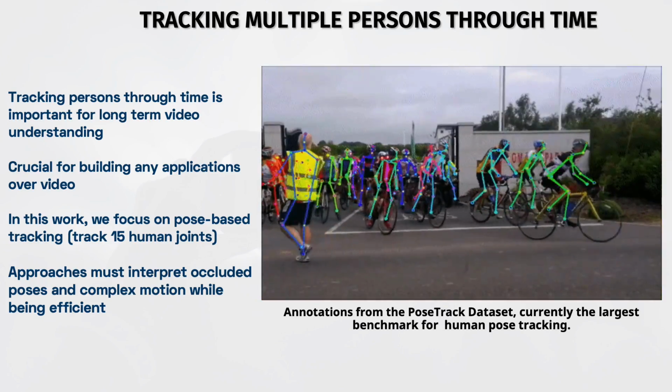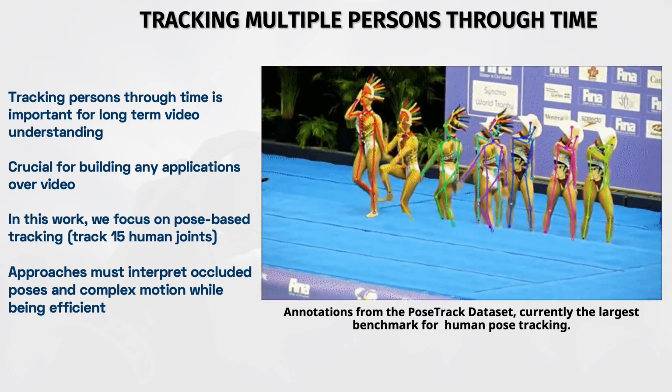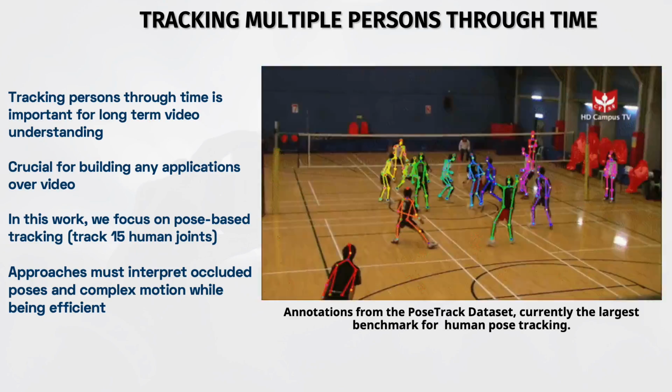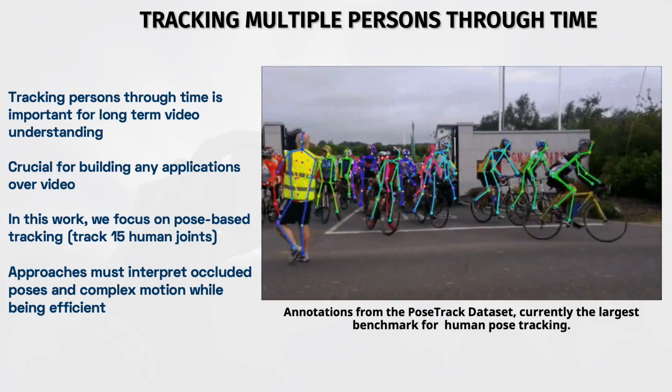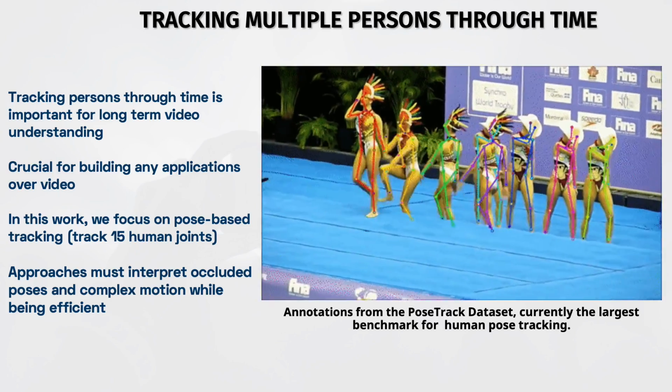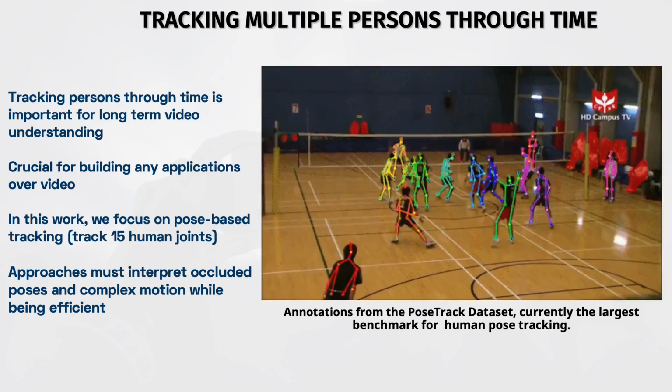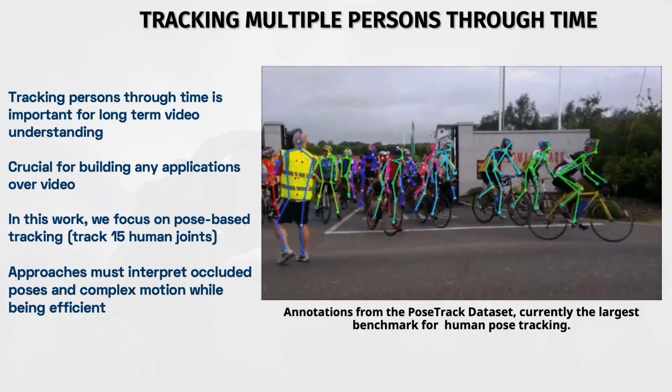The first problem that I'm going to talk about is tracking multiple persons through time. We look at pose-based tracking, which is essentially capturing human joints at every frame and mapping them over time. The video here only shows keypoint estimates.